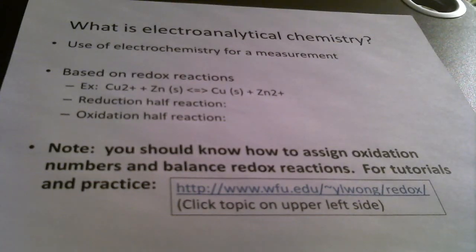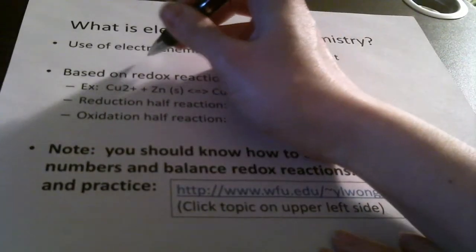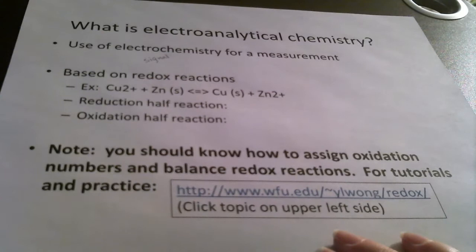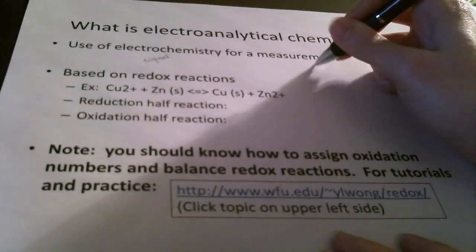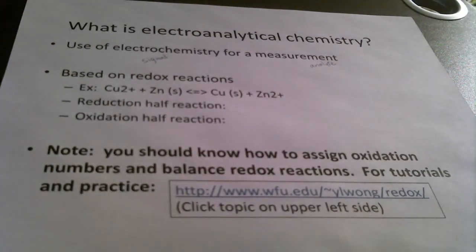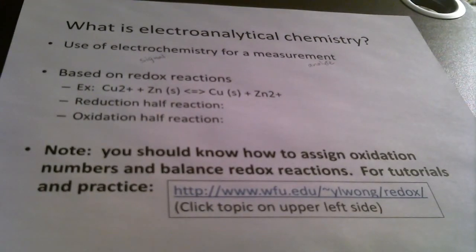Okay, so we're going to go over a brief overview of electroanalytical chemistry. Basically, electroanalytical chemistry is the use of electrochemistry as a tool for measurement. In this scenario, the electrochemistry portion is our signal that we're measuring, and the measurement is going to tell us something about our analyte that we're interested in. And generally, we're looking at concentration measurements.